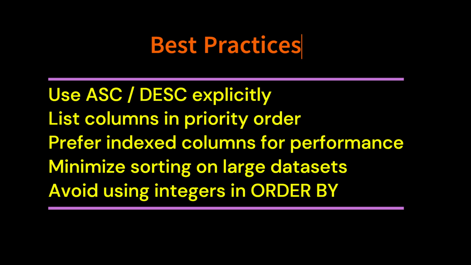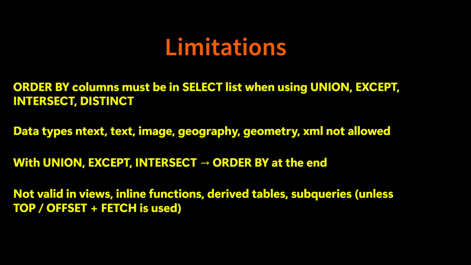Along with best practices, it's also important to understand a few limitations of the order by clause, so you don't run into unexpected errors. Limitations. Order by columns must be in select list when using union, except, intersect, distinct. Also data types text, ntext, image, geography, geometry, XML are not allowed. With union, except, intersect, order by at the end. Not valid in views, inline functions, derived tables, subqueries, unless top or offset plus fetch is used.